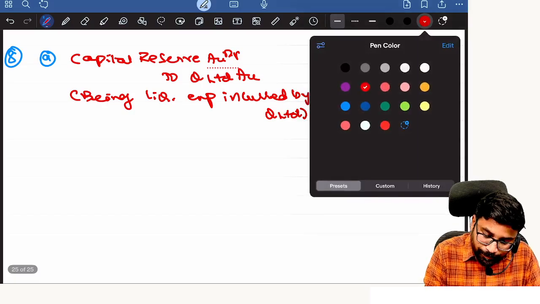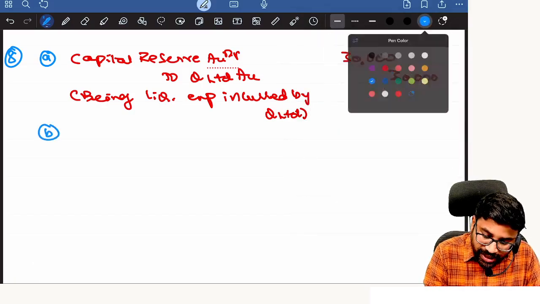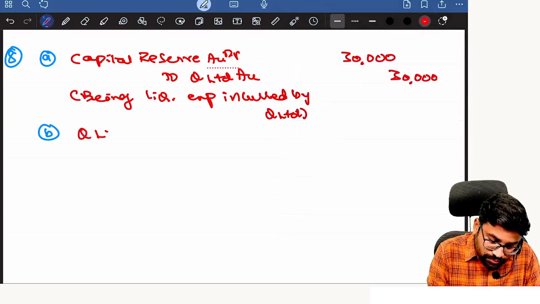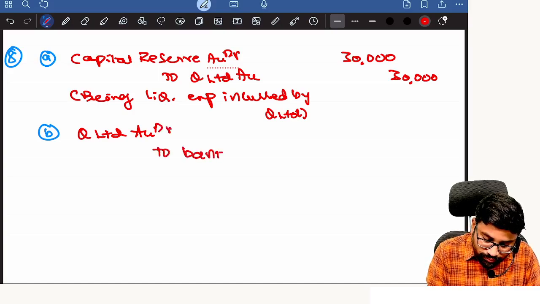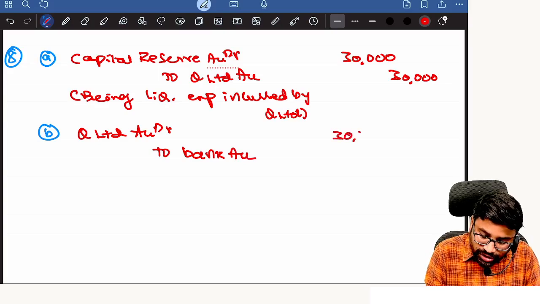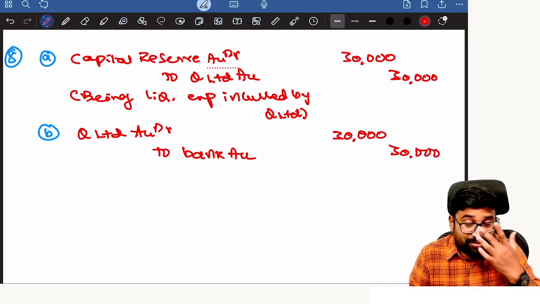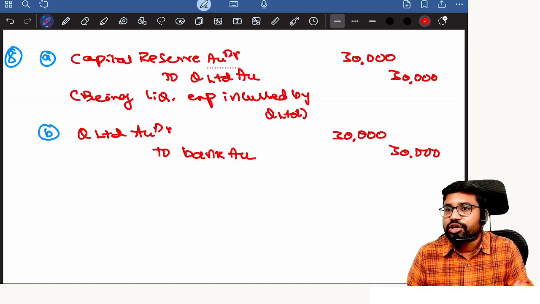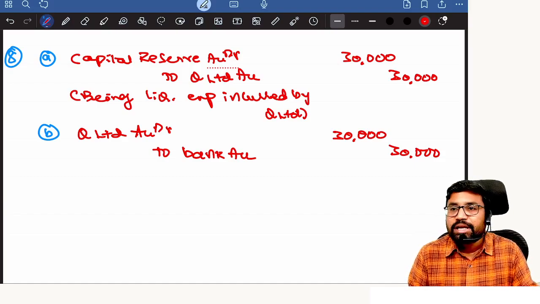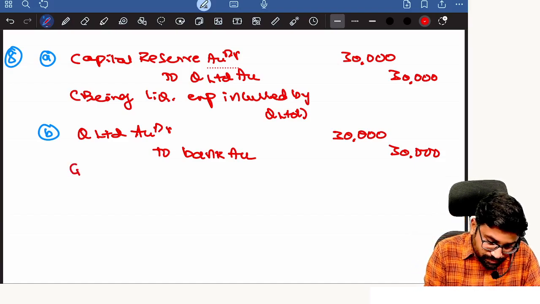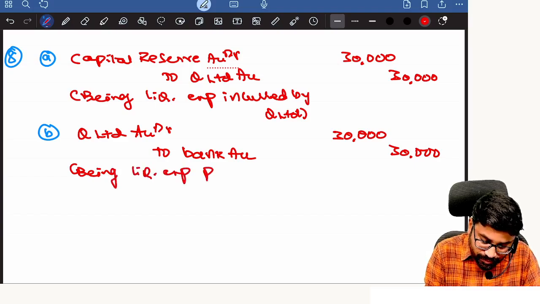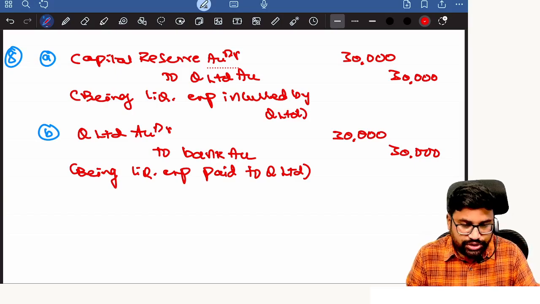Next, pay. When you make the payment, Q Limited account debit to bank account, 30. That means ultimately what is the entry we have written? Capital reserve to cash or bank. Capital reserve to bank. Being liquidation expenses paid to Q Limited. So we have paid liquidation expenses to Q Limited.